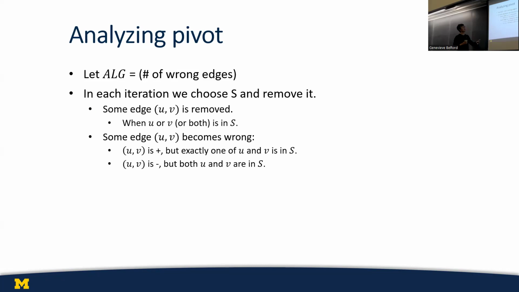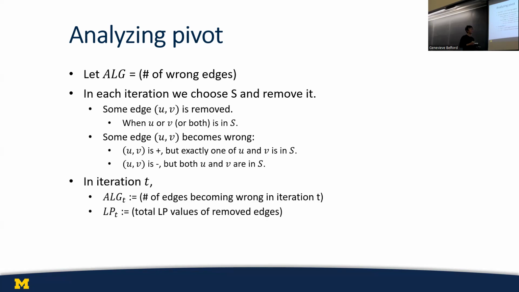Suppose that ALG is the number of wrong edges. In each iteration, our algorithm samples one cluster S and removes it from the graph. An edge UV is removed if U or V is removed from the graph. Among the removed edges, some will become wrong: if UV is a plus edge but exactly one of them is in the cluster S, then that edge is violated. Or if UV is a minus edge but you remove both of them together, then you're violating that edge as well.